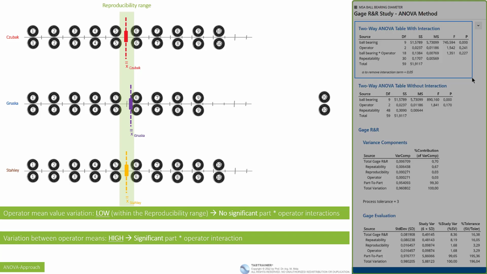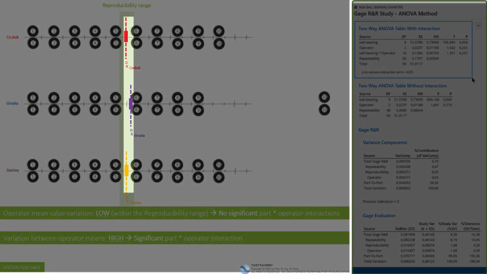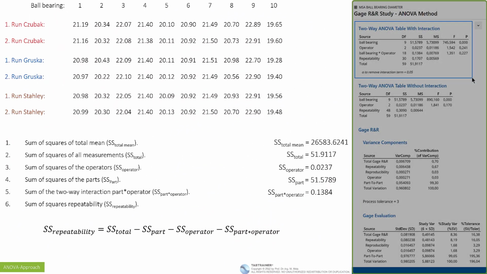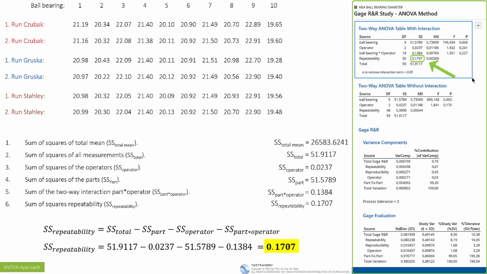The null hypothesis states, at this point, that there are no significant differences in the variation behavior of the mean values. Respectively, the alternative hypothesis describes that in fact at least one operator mean value differs significantly and thus an interaction exists. In the sixth step, the sum of squares SS is determined, which results from the contribution of the repeatability. For this purpose, the sum of squares of the total mean from step 1 is subtracted from the sum of squares part operator and interaction part operator, resulting in a sum of squares of repeatability equal to 0.1707. We find this value in our output window at this point.